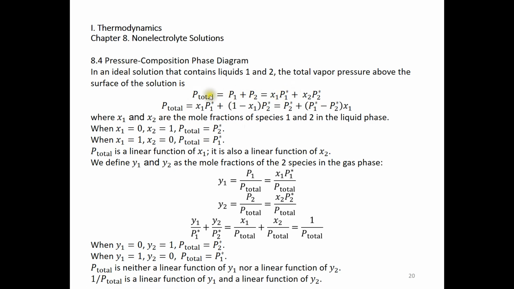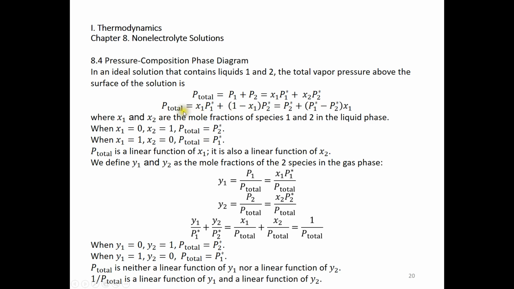Based on Raoult's law, P1 is x1 times P1 star, P2 is x2 times P2 star. x1 and x2 are the mole fractions of liquids 1 and 2 in the solution. P1 star is the pressure of pure liquid 1. P2 star is the pressure of pure liquid 2. Again, P total is x1 P1 star plus x2 P2 star. x2 is equal to 1 minus x1.